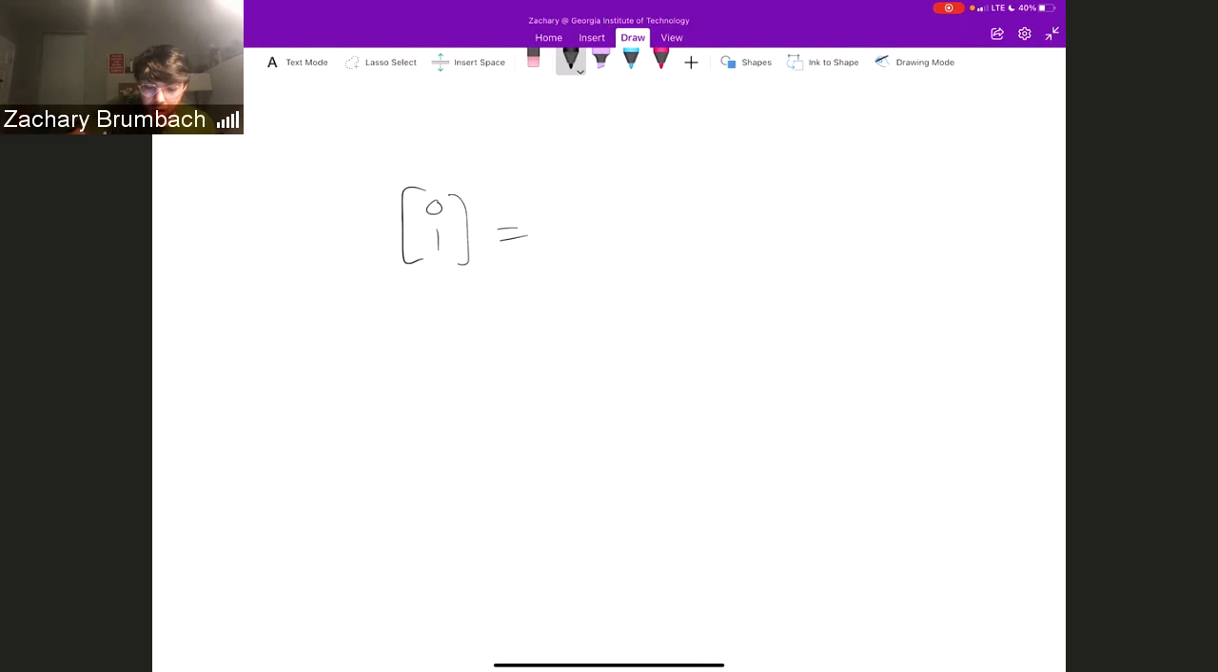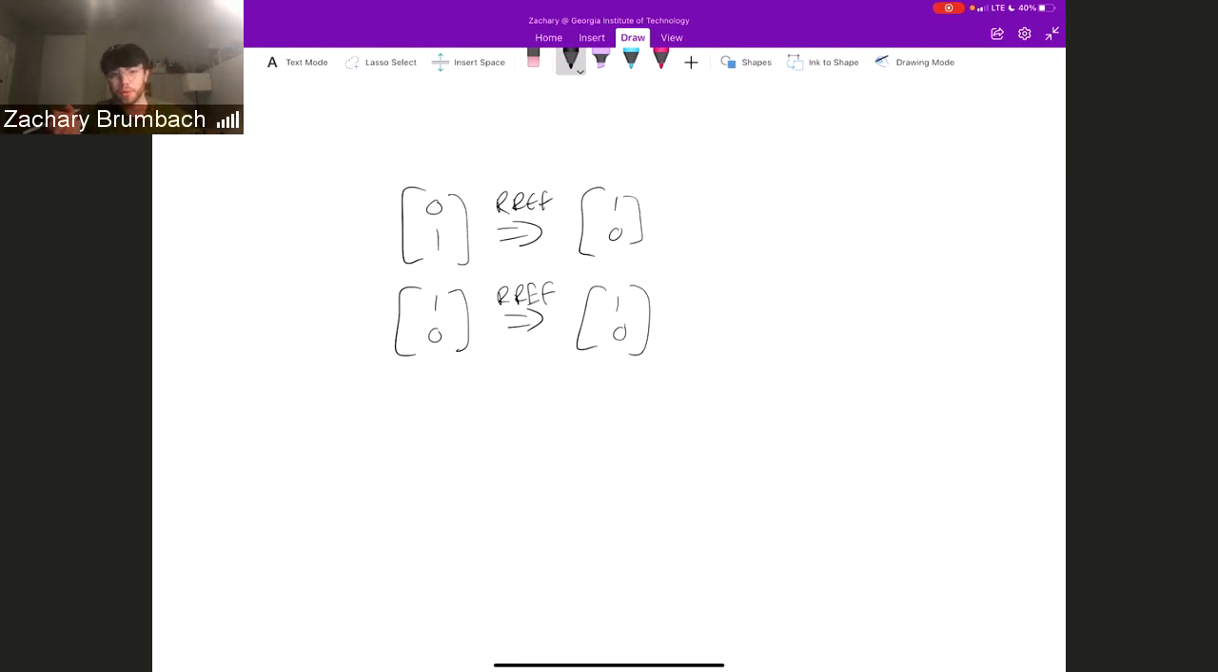What does this look like in RREF? Reduced row echelon form. One of the rules: all the zeros go to the bottom. So we switch them, right? Now, say we also have the matrix 1, 0, okay? It's already in reduced row echelon form, right?